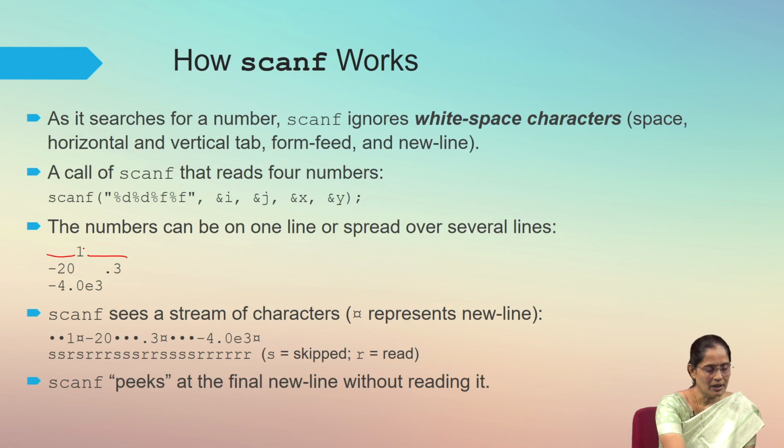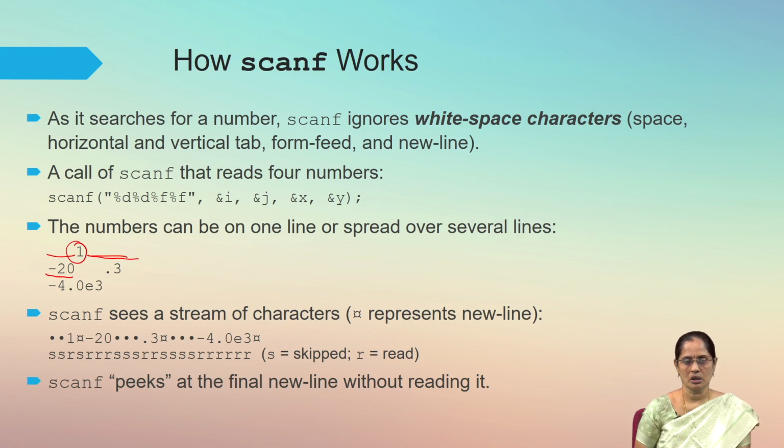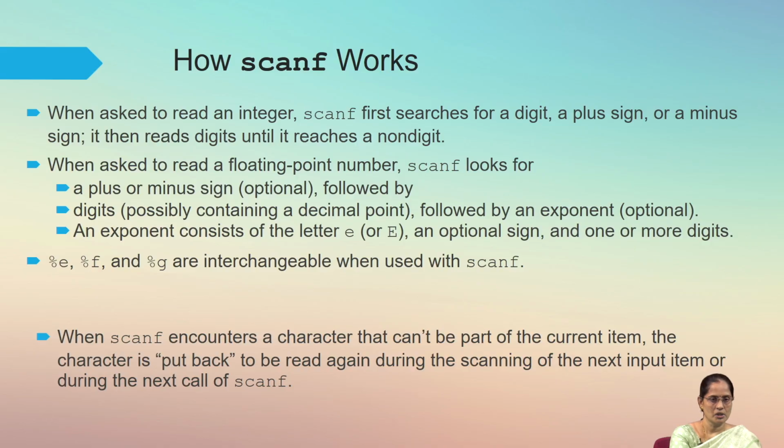Say for instance, the value 1 will be stored into the first variable i, then there are some white spaces that will be ignored, and from where the non-white space starts, scanf reads the value and assigns it to the next variable. What if we give a plus or minus symbol, and what if we give digits? Everything will be handled by %e, %f and %g in the case of floating point variables. We will see some examples with respect to floating point values also.